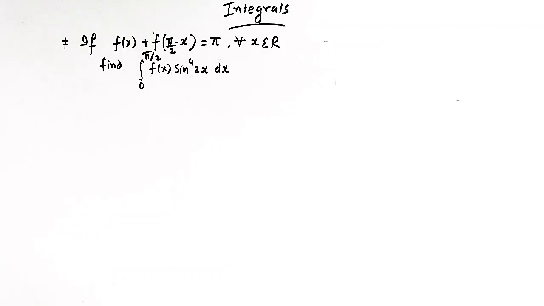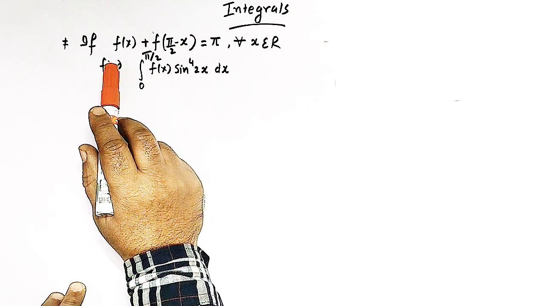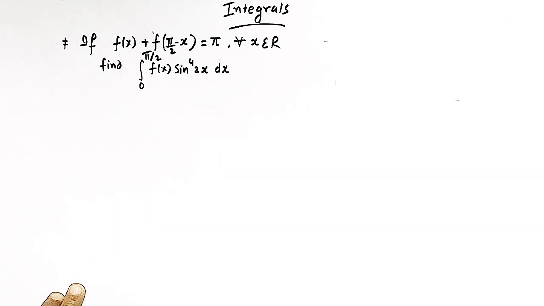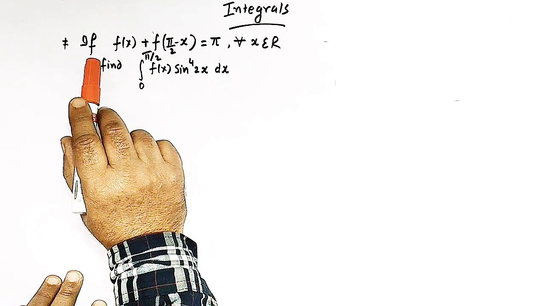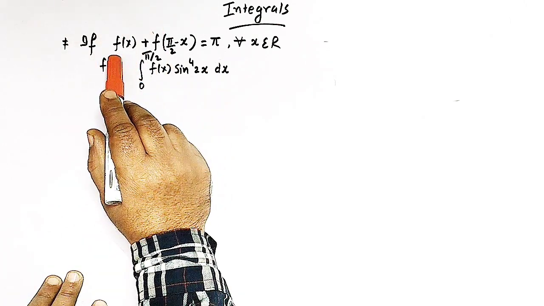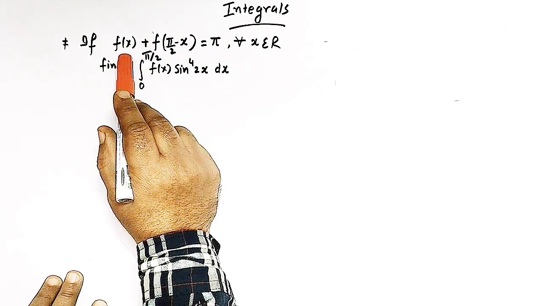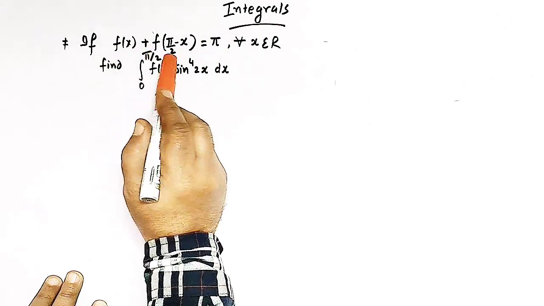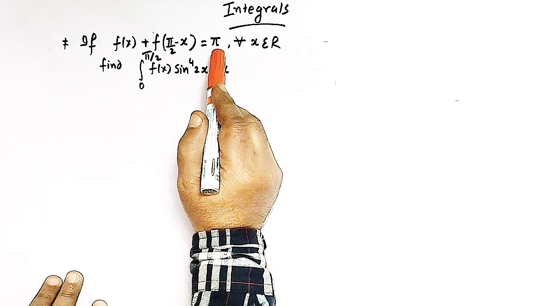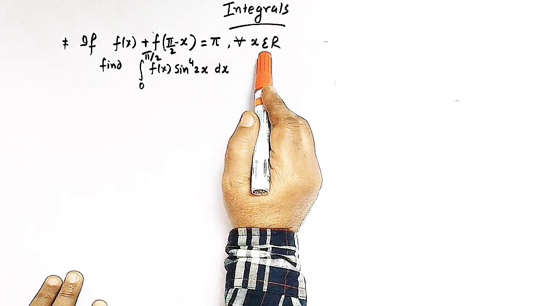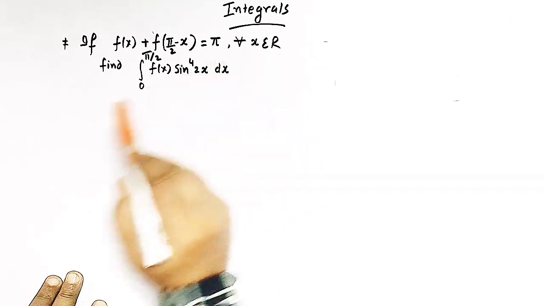Hello viewers, in today's session we are going to discuss an important and conceptual problem from definite integrals, and here we are going to solve this problem with the help of one important property of definite integrals. So we are given this problem where we have a function f of x which satisfies this equation, that is f of x plus f of pi by 2 minus x is equal to pi for all values of x belonging to the set of real numbers.